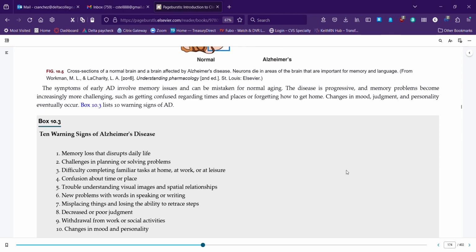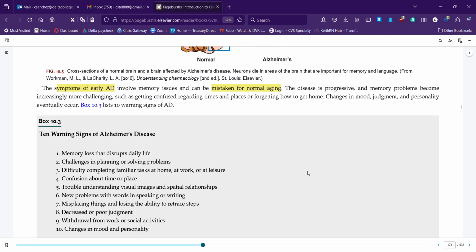So the symptoms of early onset are a lot of times mistaken for normal aging. But this is what you need to remember, and you should have learned this in PN 101, that memory loss is not a normal part of aging. So anytime someone starts having issues with their memory, they need to be checked out, because that is not a normal progression.